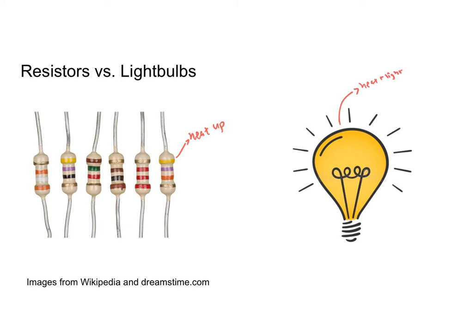So the effect of the electric circuit on the light bulb is a little bit different than the effect of the circuit on the resistor. And we're going to see how that difference affects the resistance of each of these two objects.